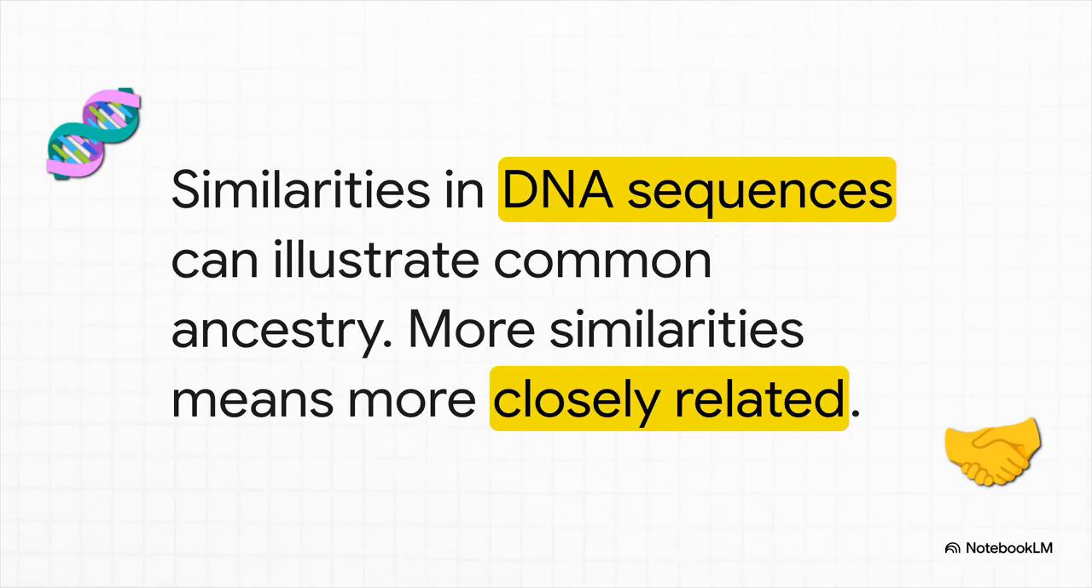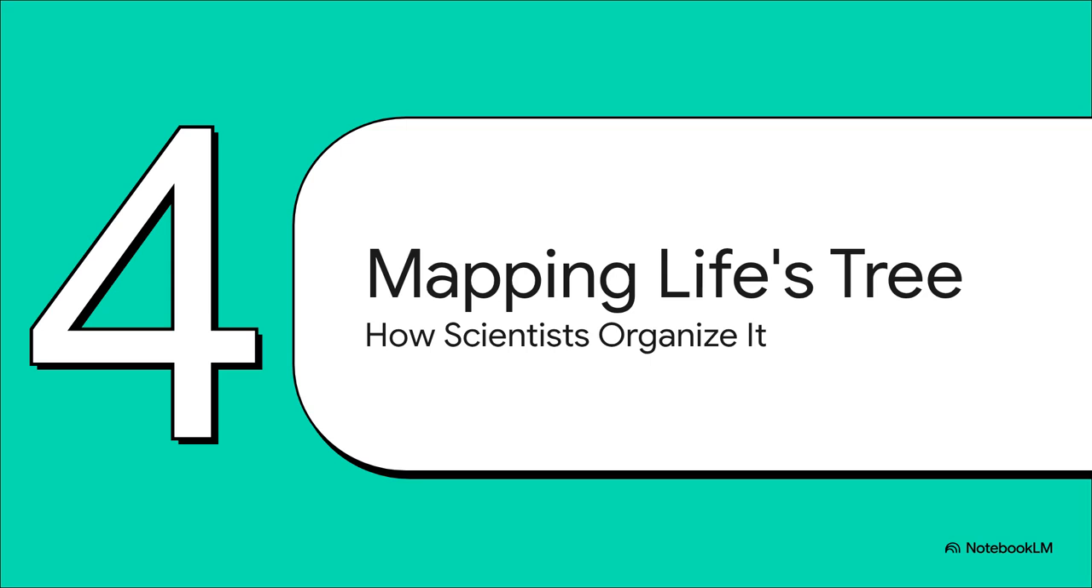And that's really the core of it. DNA is like the ultimate family record. Scientists can compare the genetic code of any two species, and the more similar that code is, the more closely related they are. It's how we know that humans and chimps shared a common ancestor more recently than humans and, say, kangaroos. So with all this fossil and anatomical and DNA evidence pouring in, how do scientists keep track of it all? How do they organize the epic, branching story of life?